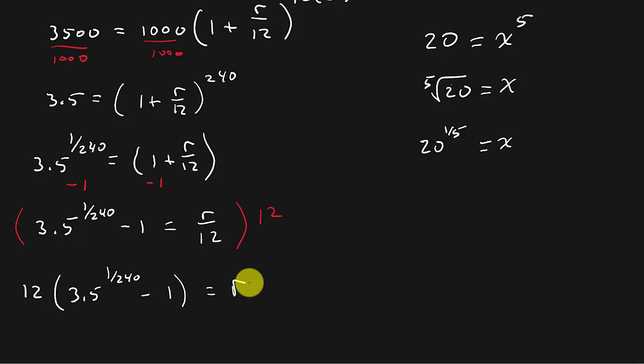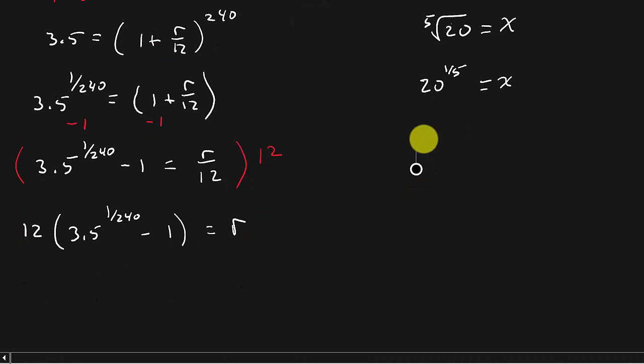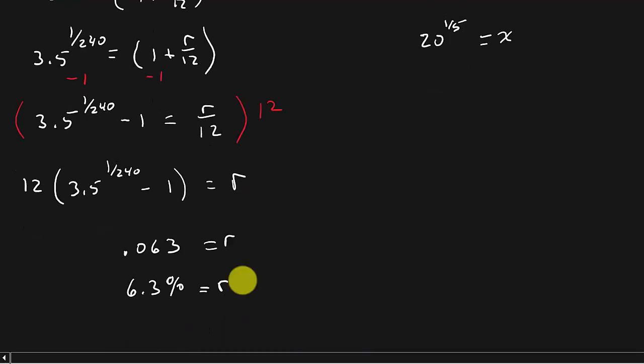And then if we punch all of that into our calculator, we get r is equal to 0.063, or we can say r is 6.3%, if we change the decimal to a percent. Okay.